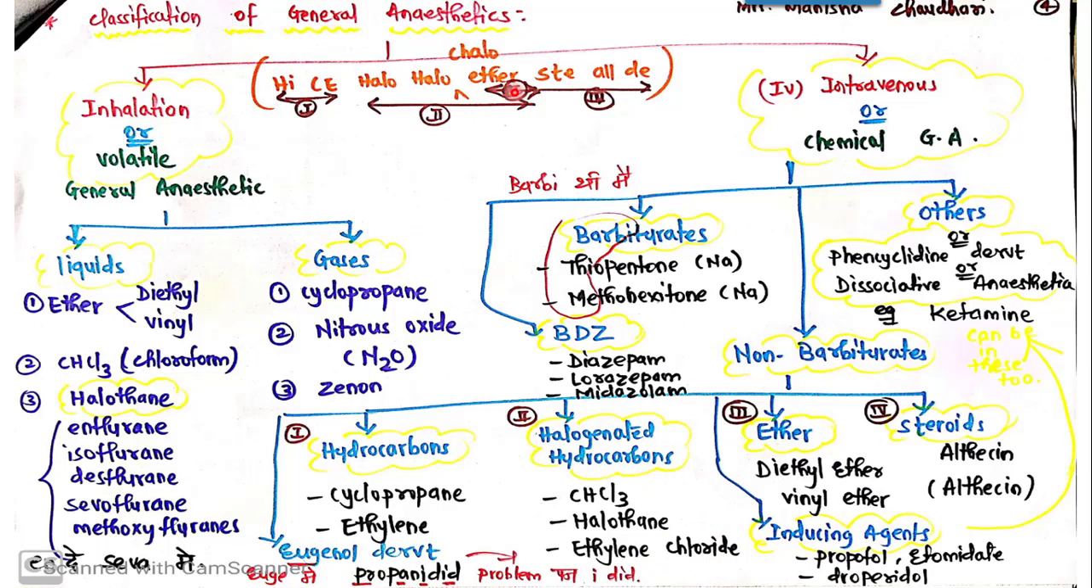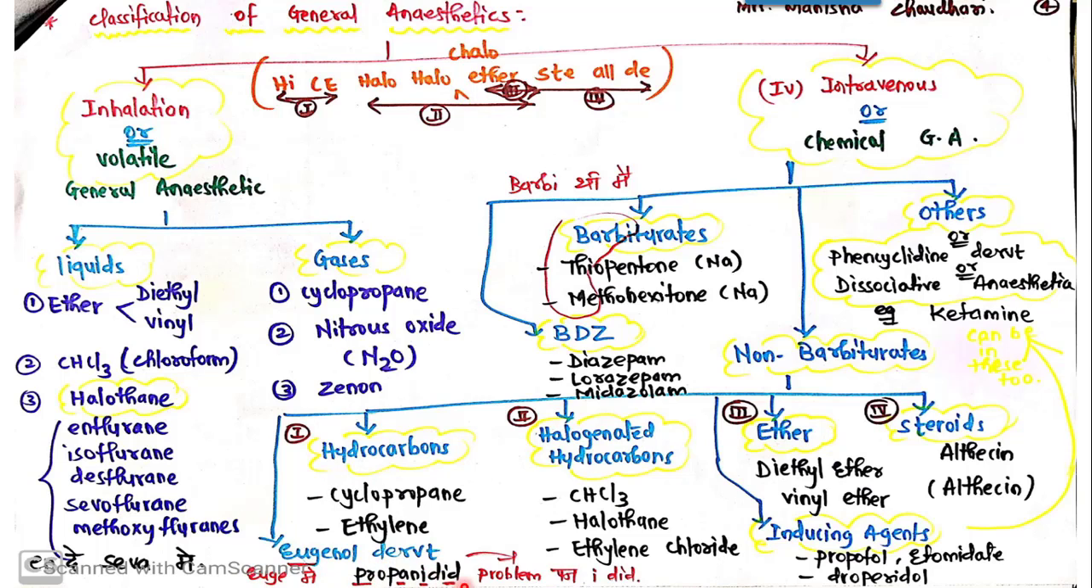Now "Either, Stay All Day." Either is for ether. Two examples you very well know: diethyl ether and vinyl ether. Stay all day is the steroid class. Stay is for steroids, all day is althesin. Steroids example is althesin. So it is Hi Say, Halo, Chalo, Either, Stay All Day. So all these classes. Eugenol I have separately told you the trick.